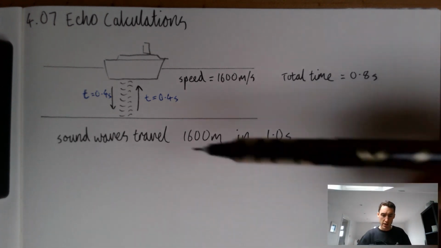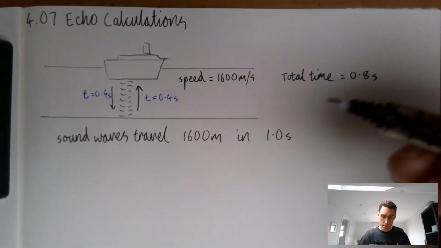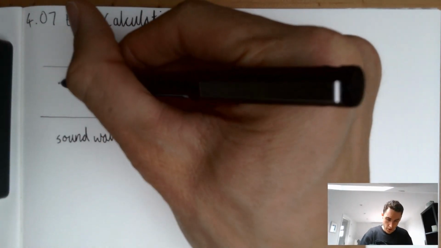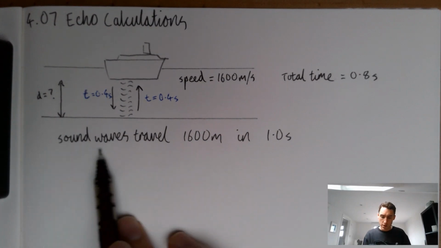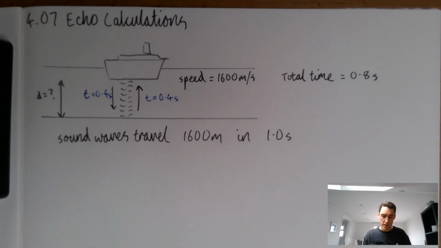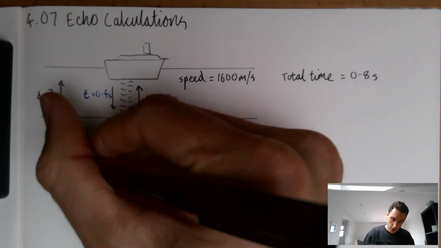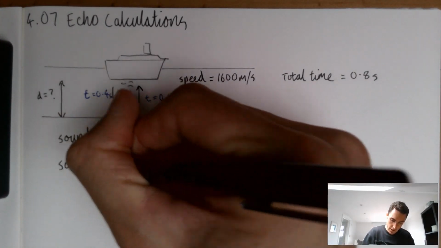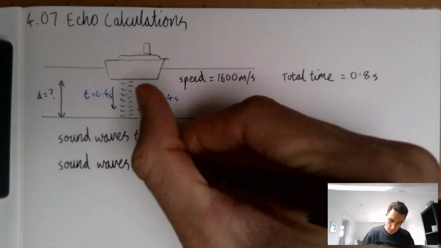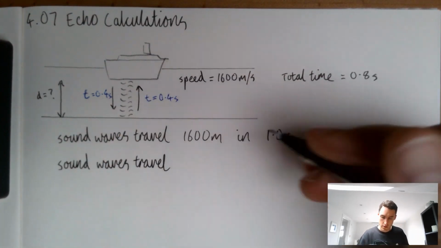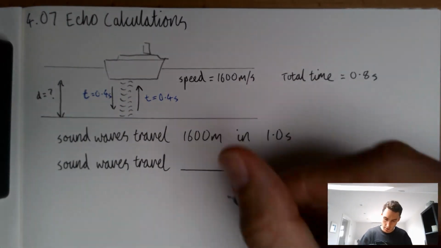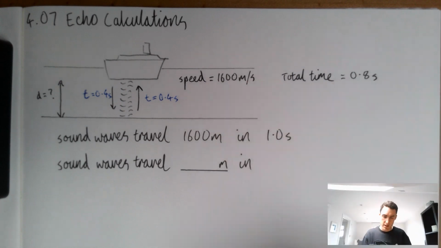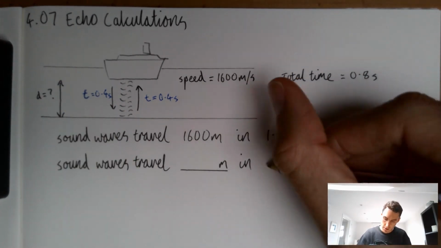Now what you're trying to work out is, what's this distance here? I can put d equals question mark here. So you know the sound waves are going to travel that far if they're going for 1 second. So what you can write underneath here is sound waves travel, and I'm going to leave a blank here, a certain number of meters, I'll put meters here, and in this case we've got 0.4 seconds.